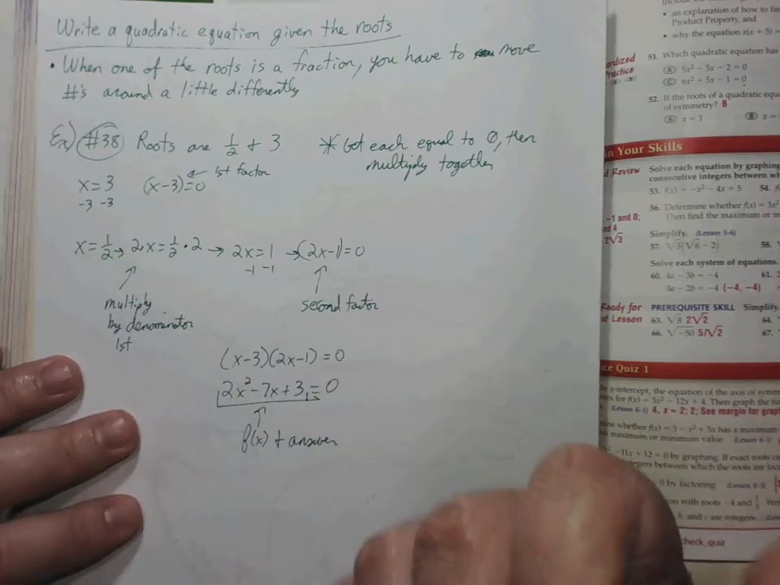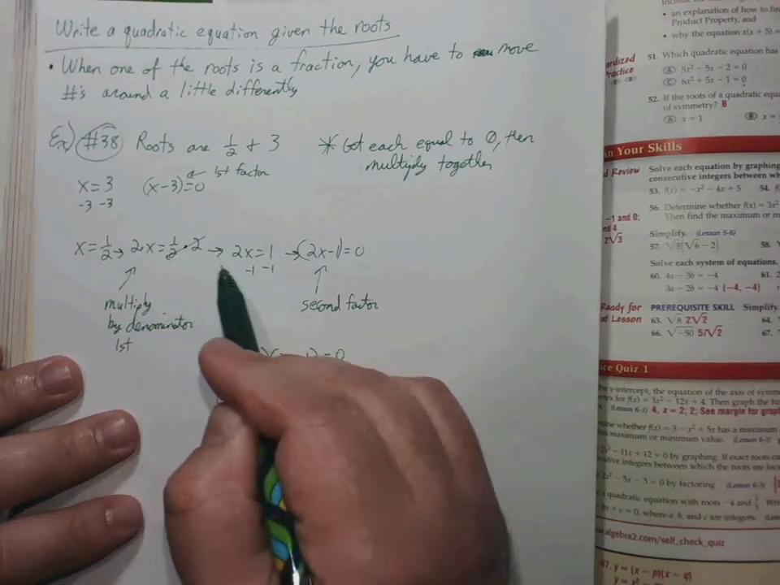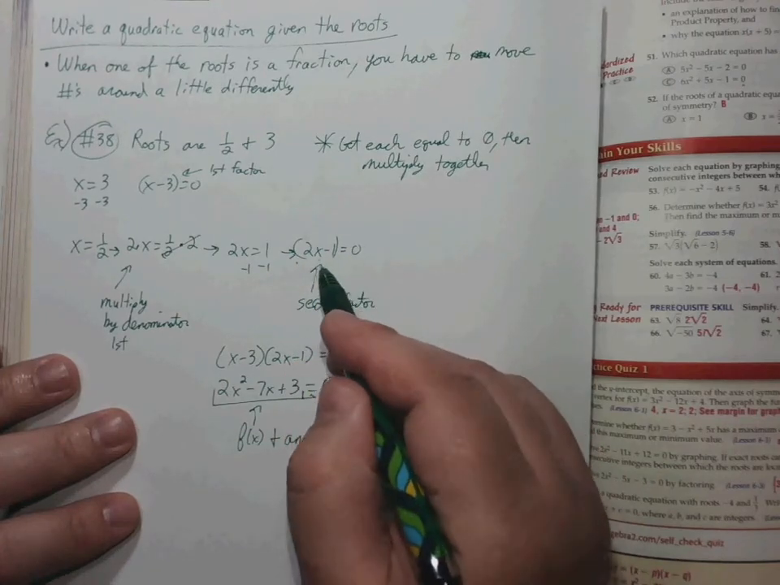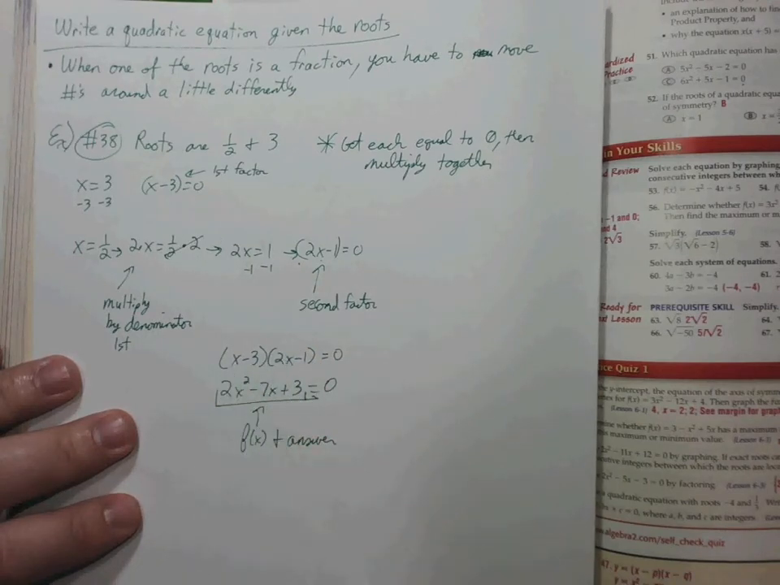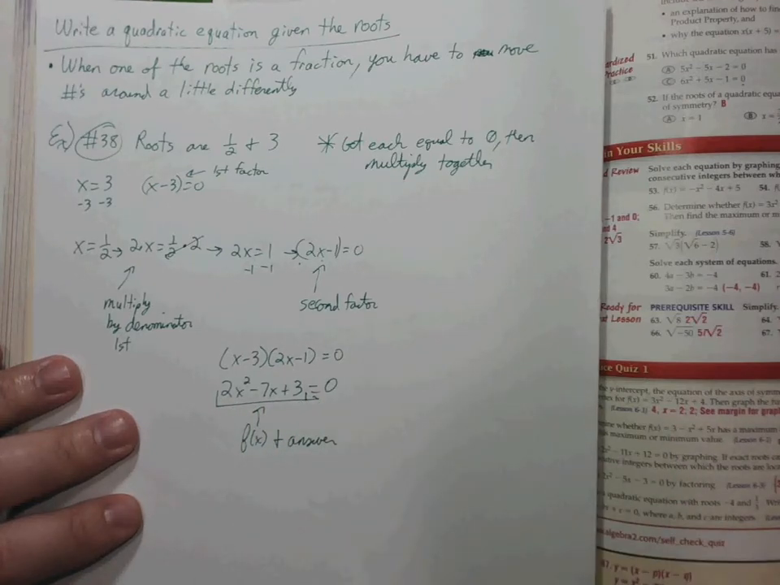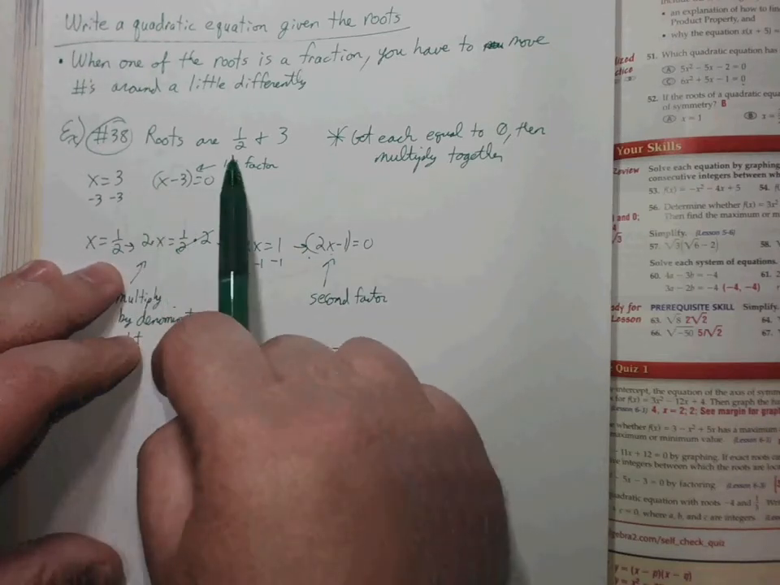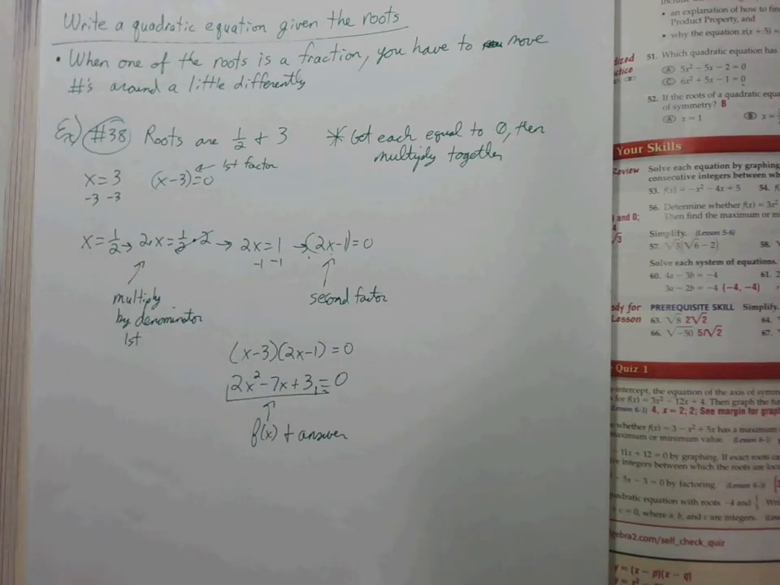When you have a fraction, you're going to multiply by the denominator first. So I get 2x equals 1. Then I subtract 1, and so I get 2x minus 1 equals 0. That's my second factor. And you multiply those two together by FOIL: first, outside, inside, last. And you get 2x squared minus 7x plus 3 equals 0. And that's your function. In the end, you don't want fractions here. You want a, b, and c to be integers, no fractions. So that's how you do that. When you have a fraction as a root, you multiply by the denominator first, then you move the number over by addition and subtraction.